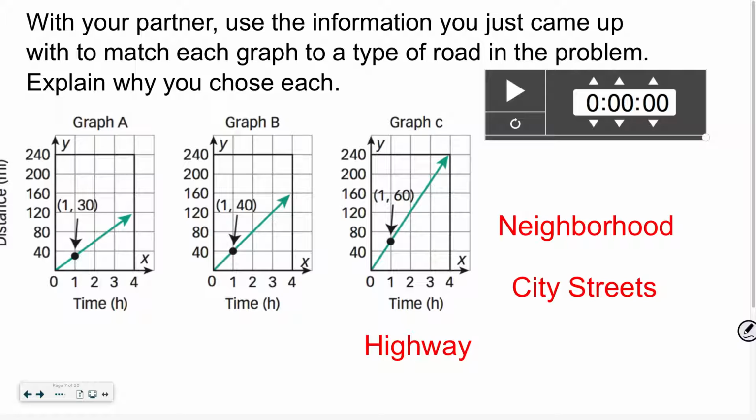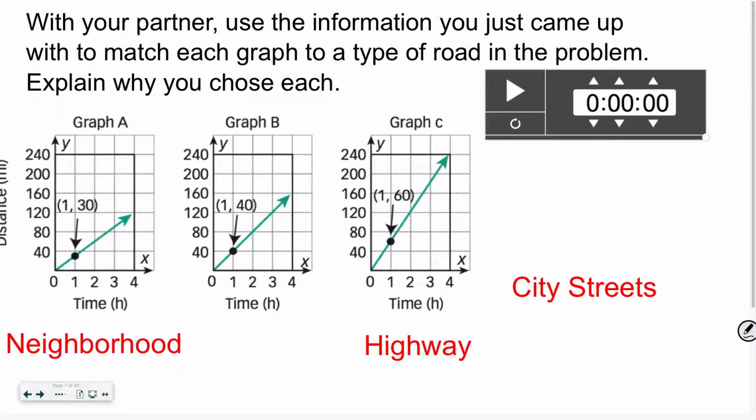All right, so which one do you think is a neighborhood? Nikia, which one? Graph A? Okay, I just can't hear you. The first one. Oh, the first one. Okay. So Graph A. Why do we think Graph A is a neighborhood? Yeah, because it's going slow. Usually neighborhood streets are about 25 miles per hour. Maybe it's going a little faster, but that's okay.